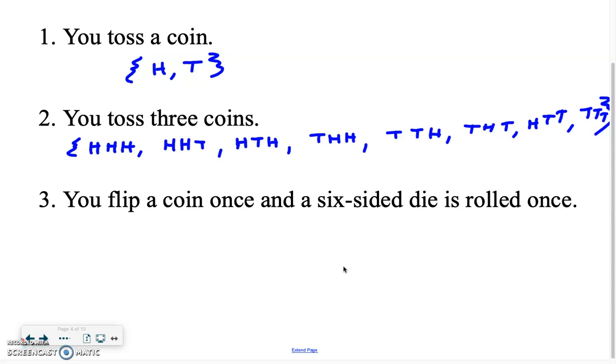Again, hopefully you agree with me when I say that it's not hard. It's just kind of tedious. It's just a hassle to write everything out. The bigger the sample space, the more writing you have to do, right?